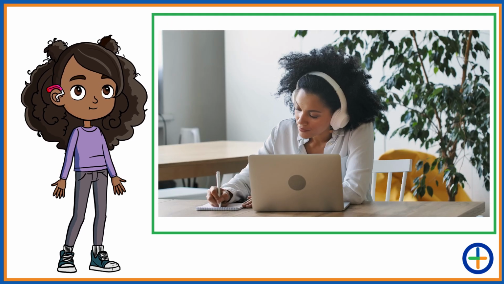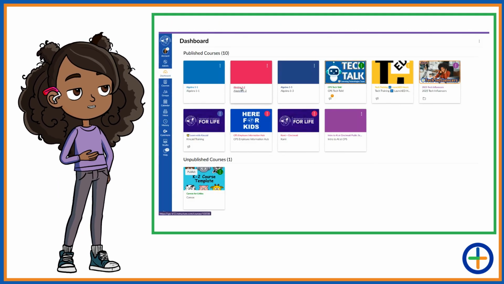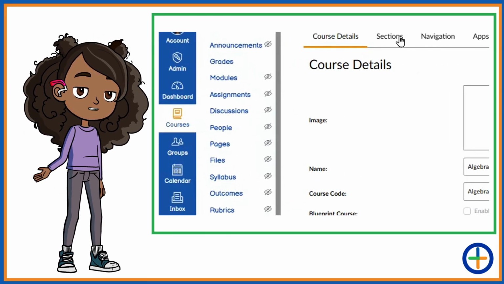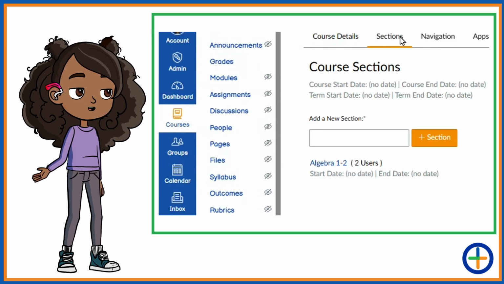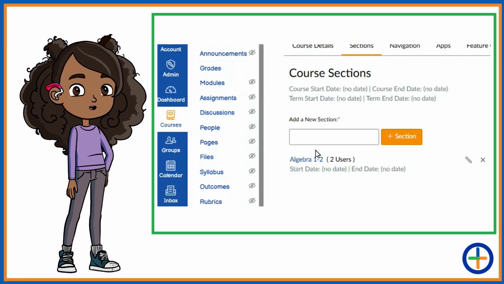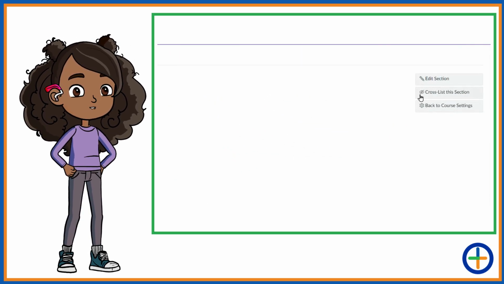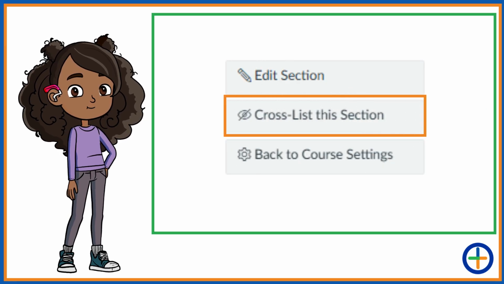Now we're ready. Click on a course that you would like to cross-list with your parent course. Scroll all the way down to Settings, then go to Sections. You'll notice the section listed. Click on the title. On the right, click Cross-list this section.